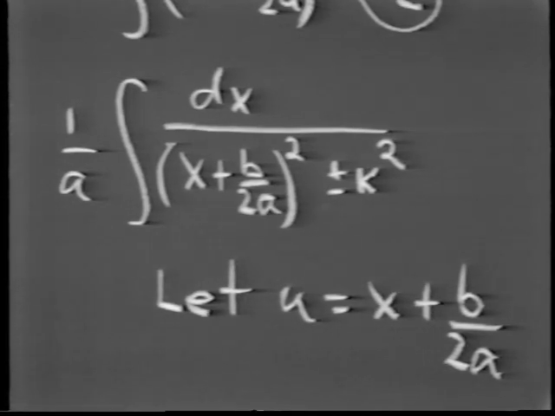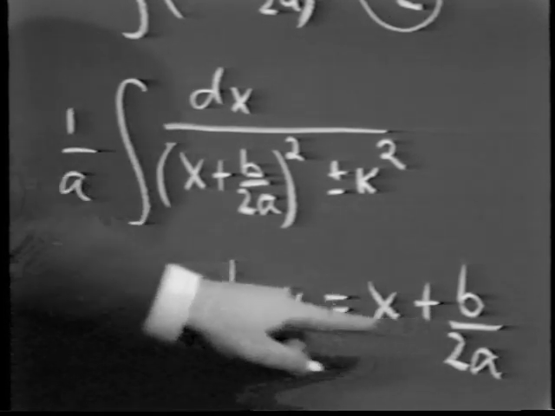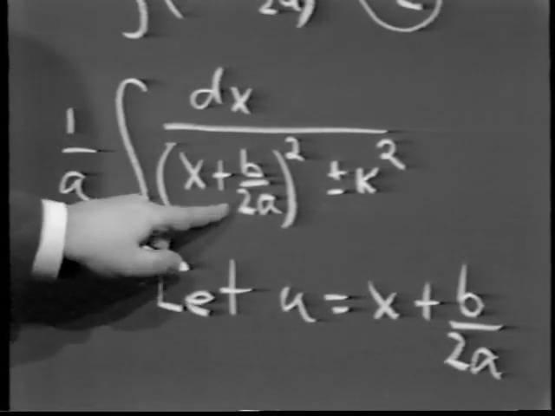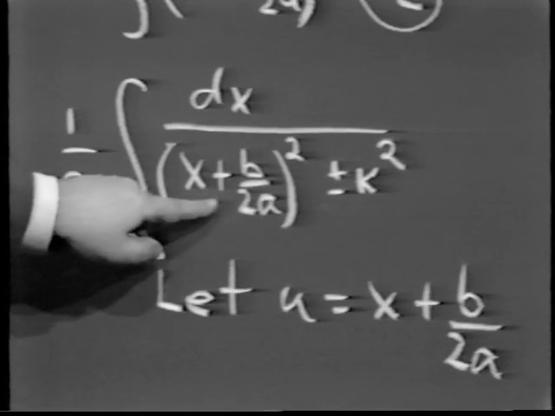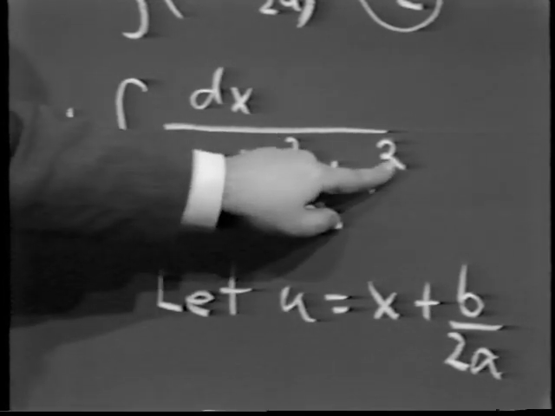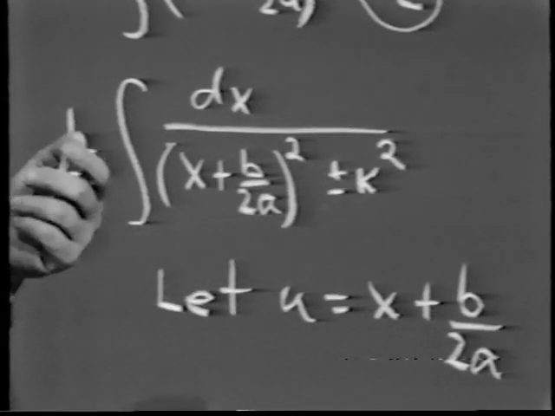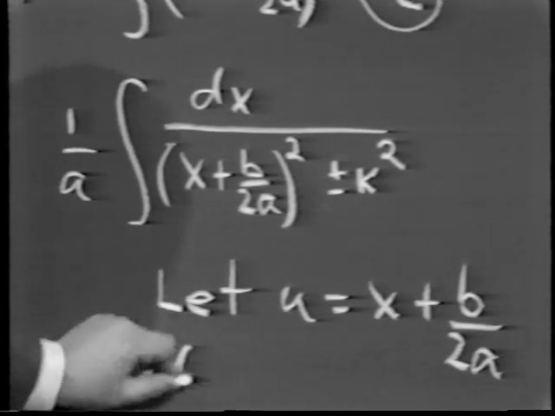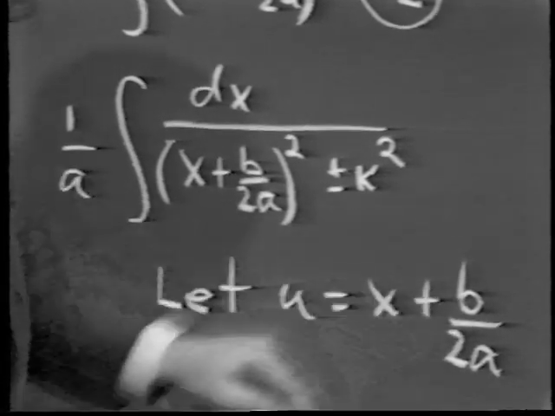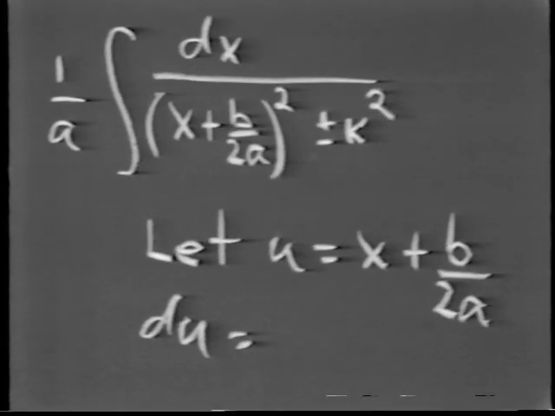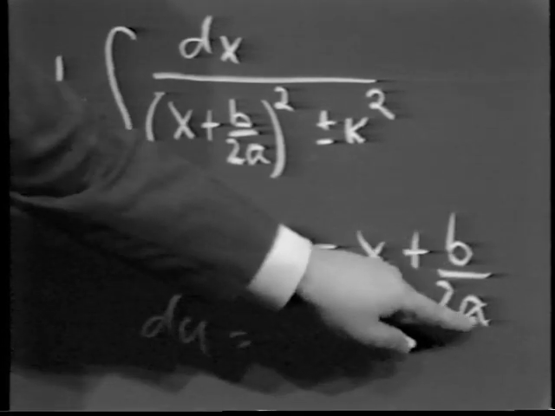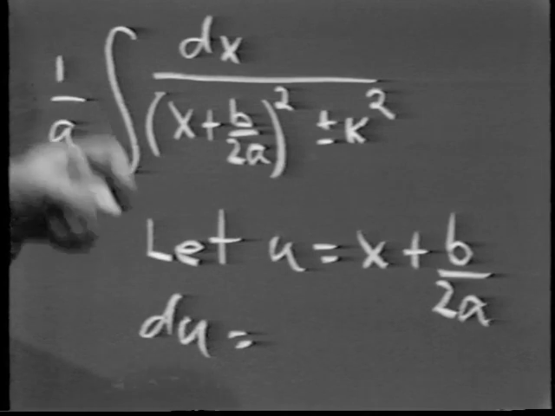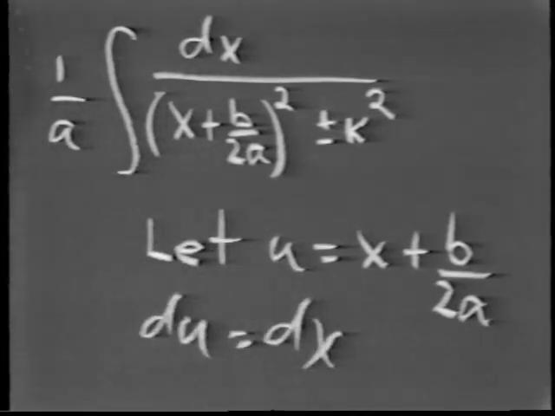Well, again, what am I leading up to? If I now make the substitution that u equals x plus b over 2a, notice that my denominator simply becomes u squared plus or minus k squared. In other words, my denominator now has the form of either the sum or difference of two squares. On the other hand, if u is x plus b over 2a, what is du? Remember, b and a are constants. b over 2a is a constant. The derivative of a constant is 0. So du is equal to dx.